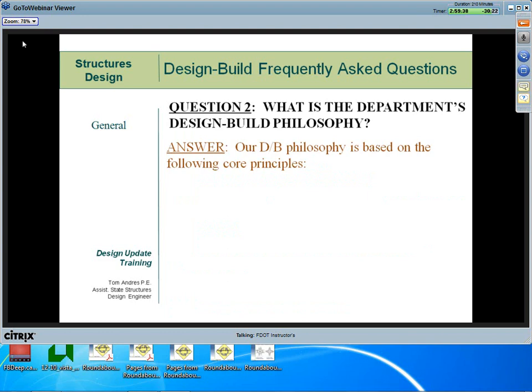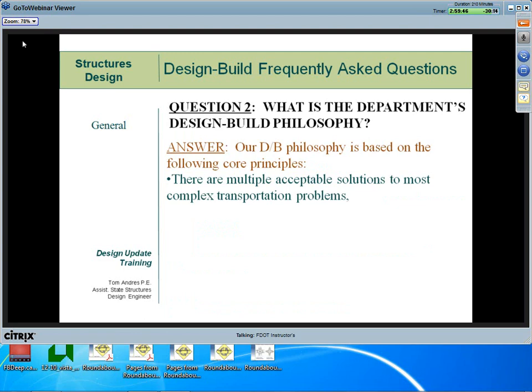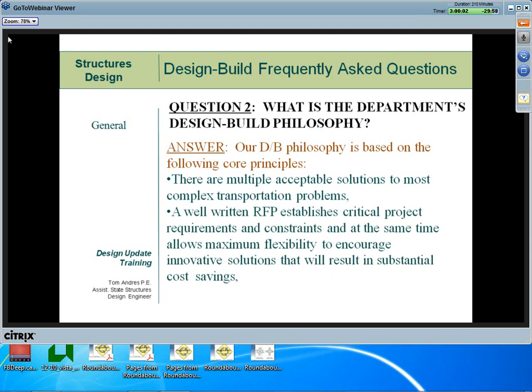Okay. Question number 2. What is the department's design-build philosophy? Our design-build philosophy is based on the following core principles. The acknowledgement that there are multiple acceptable solutions to most complex transportation problems. If you haven't realized this fact in the past few years on design-build jobs, you really haven't been paying attention. A well-written RFP establishes critical project requirements and constraints, and at the same time allows maximum flexibility to encourage innovative solutions that will result in substantial cost savings.